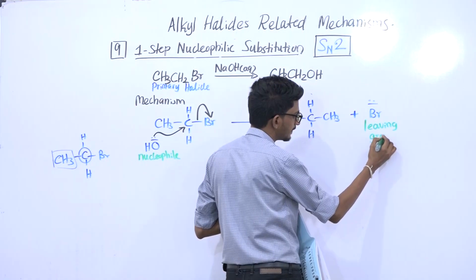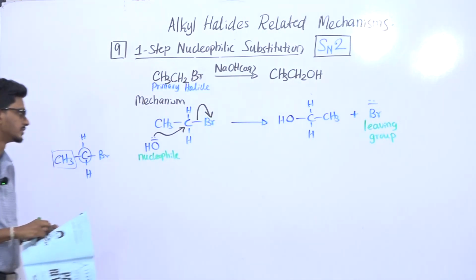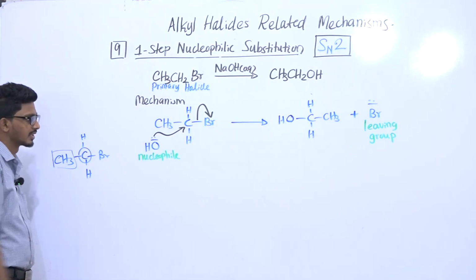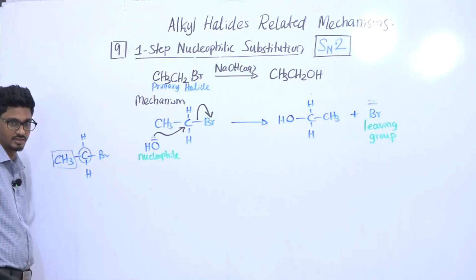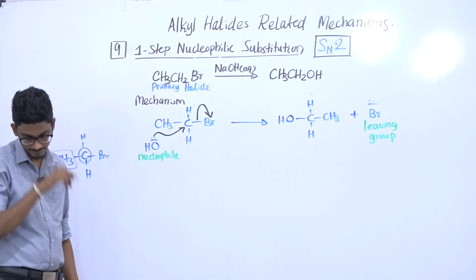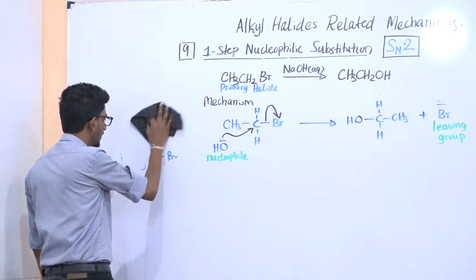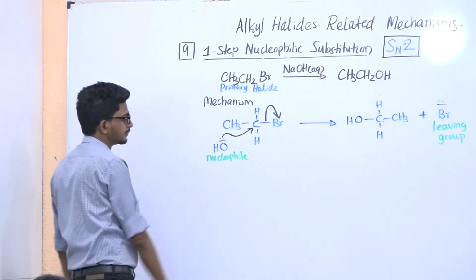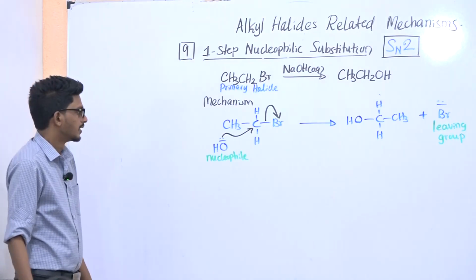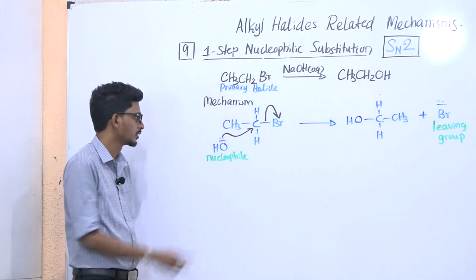which leaves the carbon, right? So both the steps occur at once, simultaneously, for the one-step mechanism, right? Such things are happening with the primary alkyl halides, right? So basically the nucleophile is the one which will attack the carbon, right?